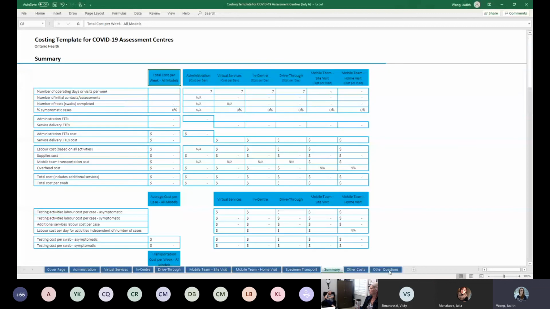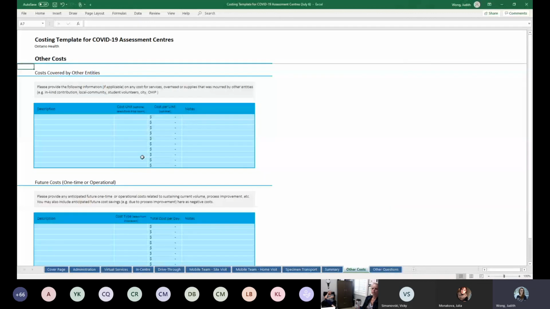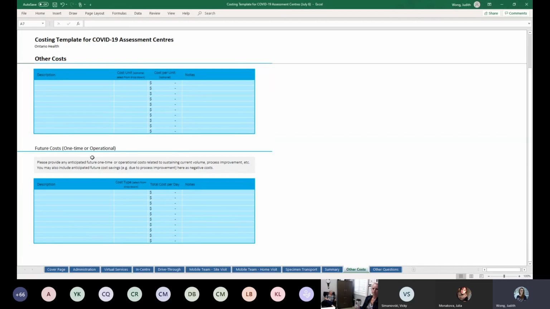I appreciate we're running out of time, so really quickly, I think we've already covered the other cost tab. This is for your costs that are covered by other entities to make us aware of what they are, if you know what they are. Your future costs, this is optional. If you anticipate changes in your model and you want us to be aware of future cost changes, please put them here.